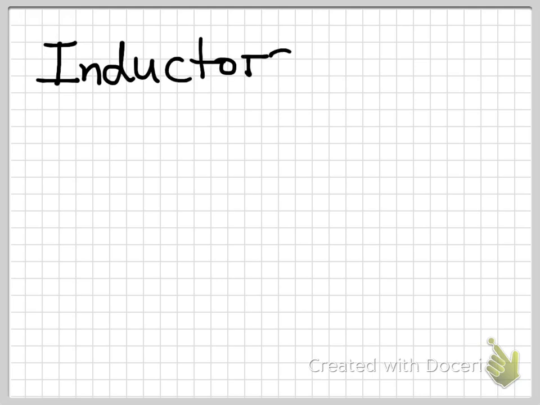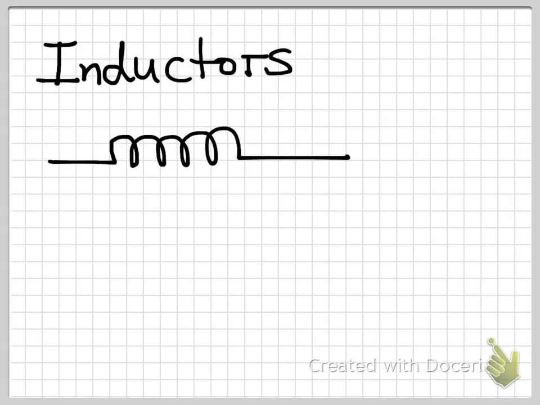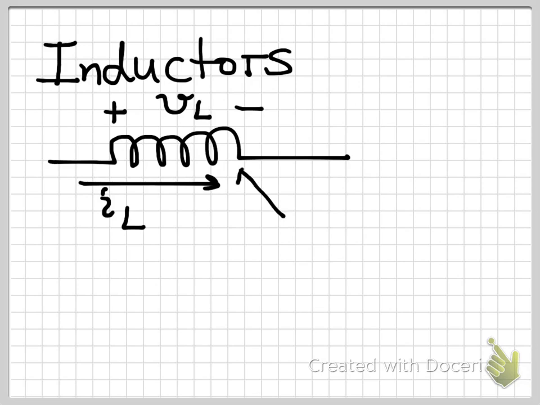Inductors. That is the topic of discussion for today. So an inductor is a coil with any number of turns. If we consider the voltage across the inductor as VL and the current flowing through the inductor as IL, then the value of the inductance of this coil is L, and the unit of inductance is Henry.